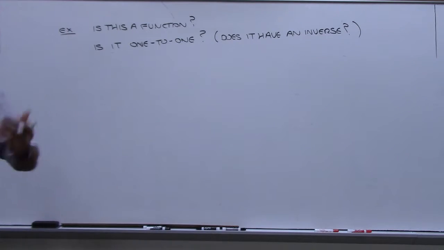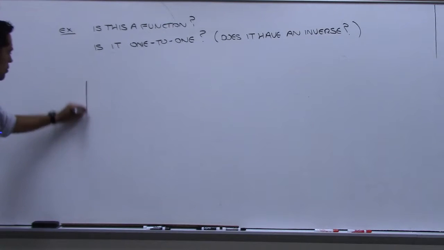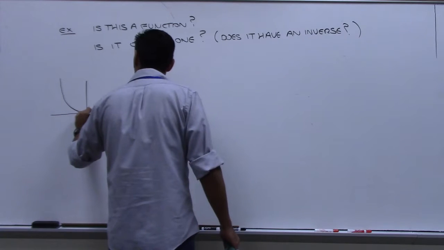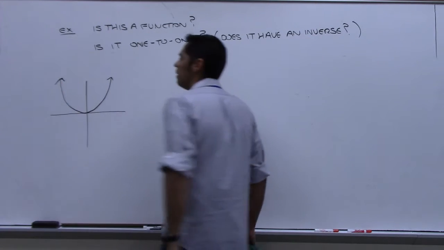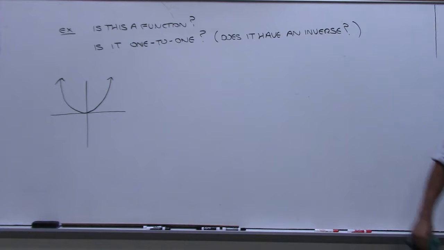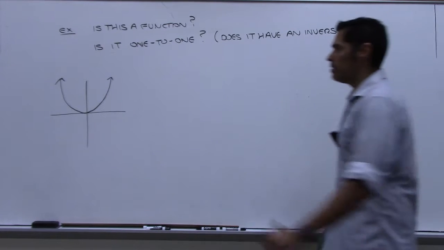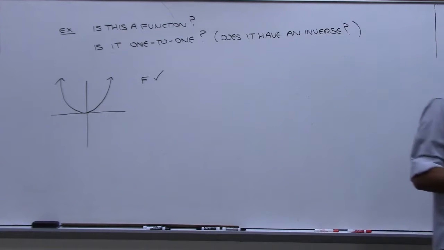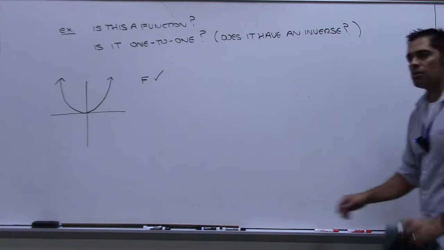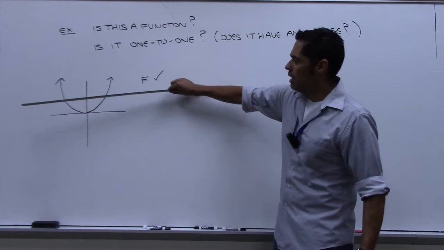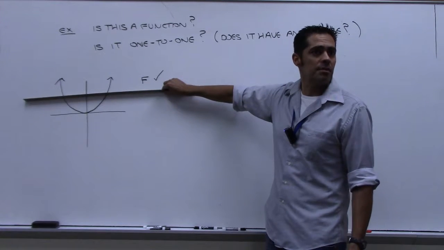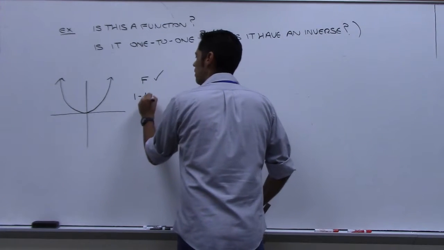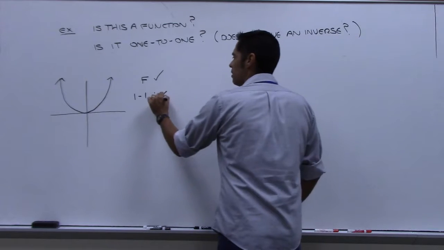All right, so here are a couple of pictures for you. First one. How about your classical parabola there? Is a parabola a function? Yes, it is a function. F, check. It is not 1 to 1 because it fails the horizontal line test, doesn't it? If I draw a line, let's say there, I'm going to hit it twice. And so it would fail. So for 1 to 1, I'm going to write 1-1, and no.